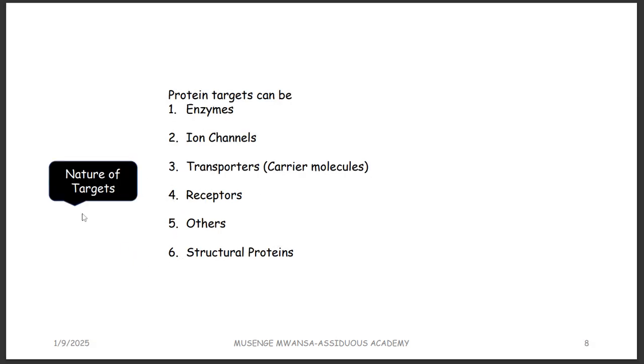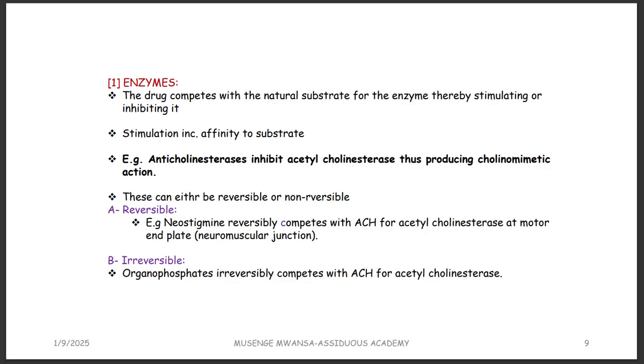Okay, so receptors have a lot of different types of nature. Some of the receptors, which we call targets, are enzymes, others are ion channels, others are transporters, others are just structural proteins.